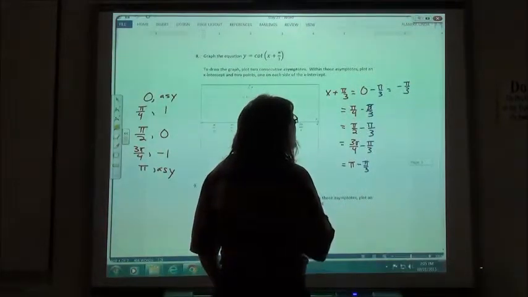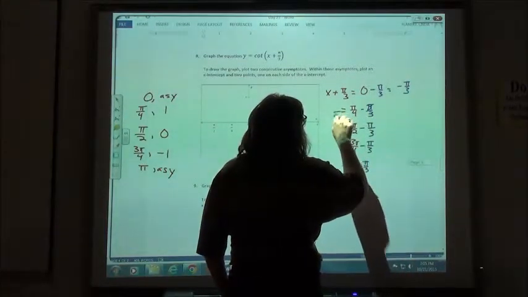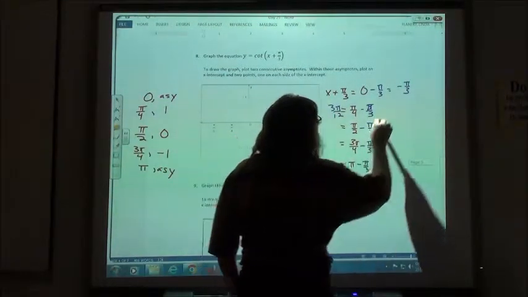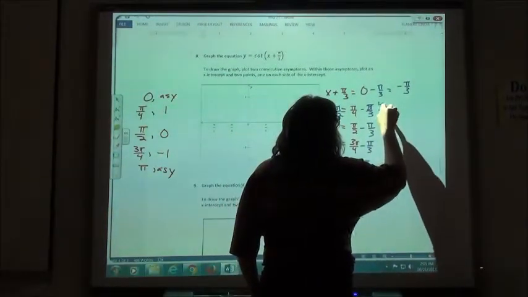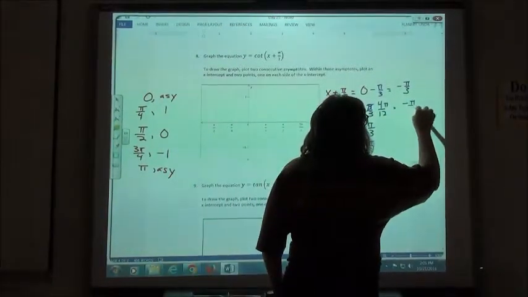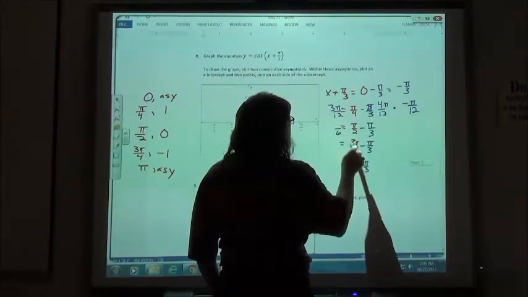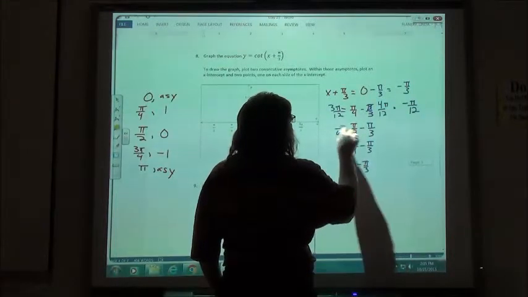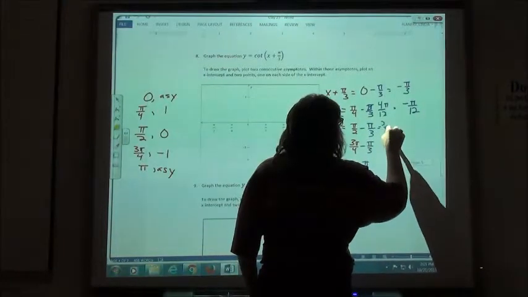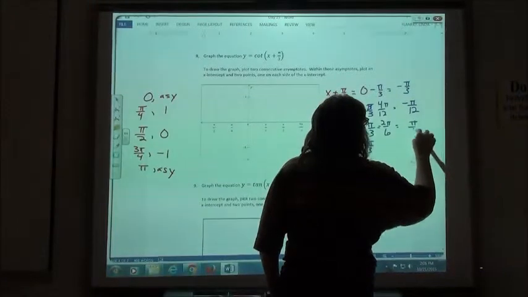Pi over 4 minus pi over 3, I'm going to put them over 12. 3 goes into 12 4 times, and 4 goes into 12 3 times, so 3 pi over 12 minus 4 pi over 12 gives me negative pi over 12. Here I'm doing pi over 2 minus pi over 3, so I've got to put them over 6. 2 goes into 6 3 times, so 3 pi. 3 goes into 6 2 times, so 2 pi. 3 pi minus 2 pi is going to be 1 pi over 6 then.